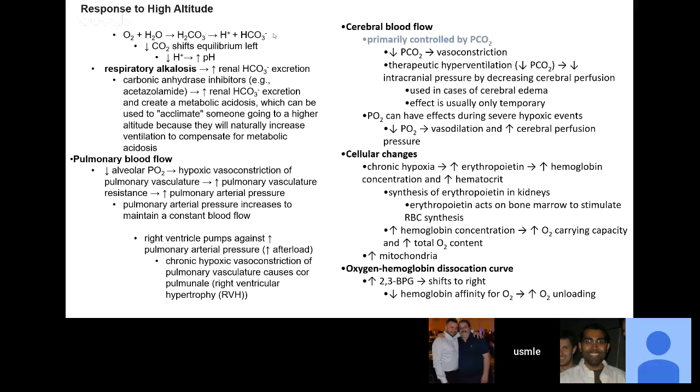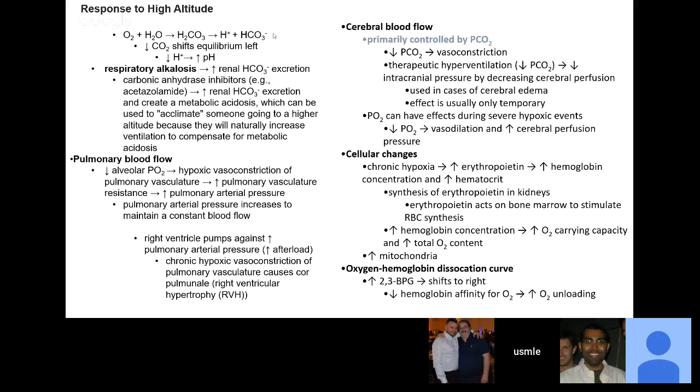At the cell level, we're going to have hypoxia, chronic hypoxia, and obviously erythropoietin is going to increase. You know that by now. Hemoglobin concentration is going to increase. Hematocrit is going to increase, which is going to increase the hemoglobin concentration, which carries more oxygen to the tissue, and that also will allow an increase of mitochondria.